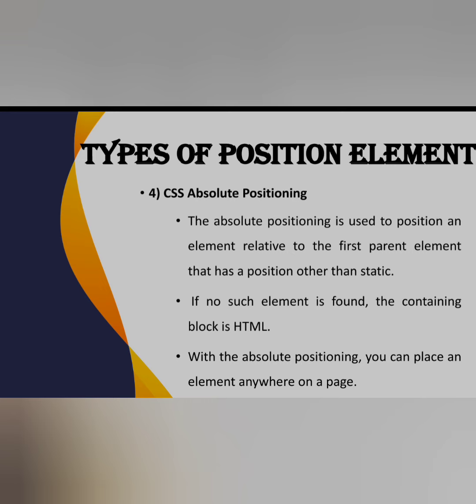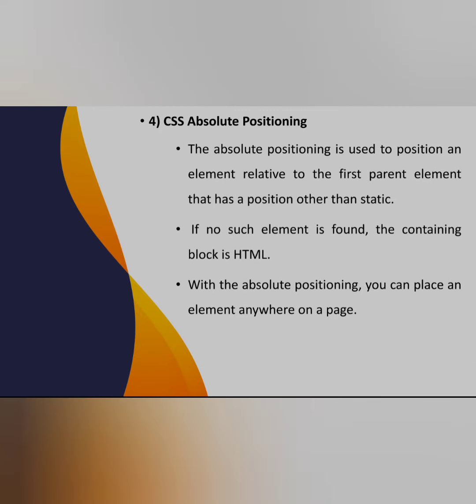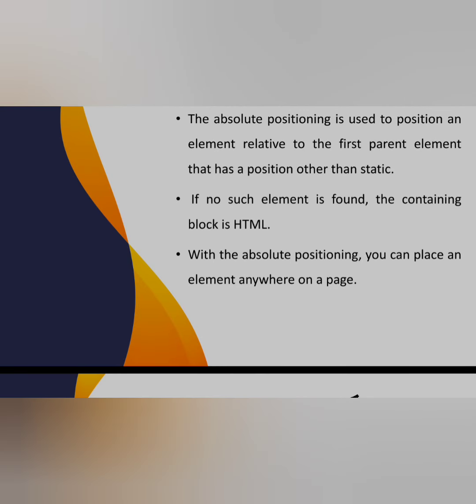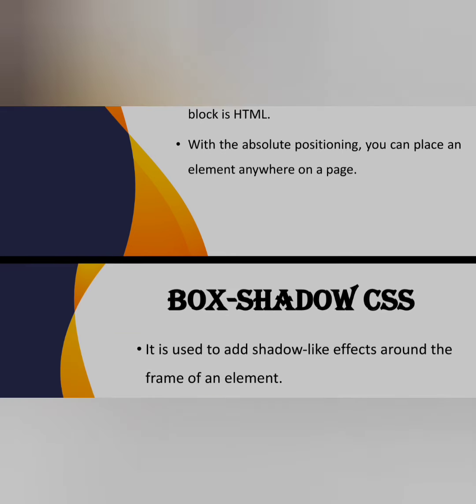The absolute position is used to position an element relative to the first parent element that has a position other than static. If no such element is found, the containing block is HTML. With absolute positioning, you can place an element anywhere on a page.